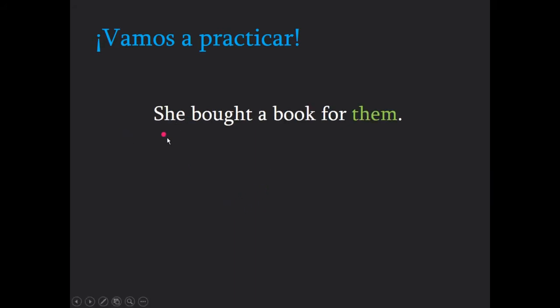Another example. She bought a book for them. And notice them is the indirect object pronoun. And can you remember from our list what the word them is going to be in Español? Well, the answer is les. So I'll give you a second, let you think of how you might say that Spanish sentence. If you're trying to remember how to say she bought, I'll give you a hint. That is the word compró. Or ella compró. She bought.